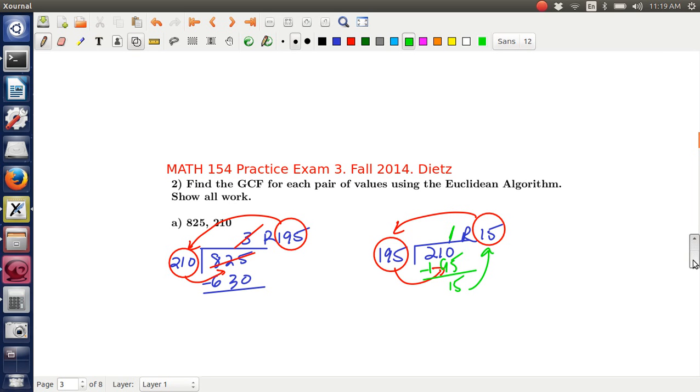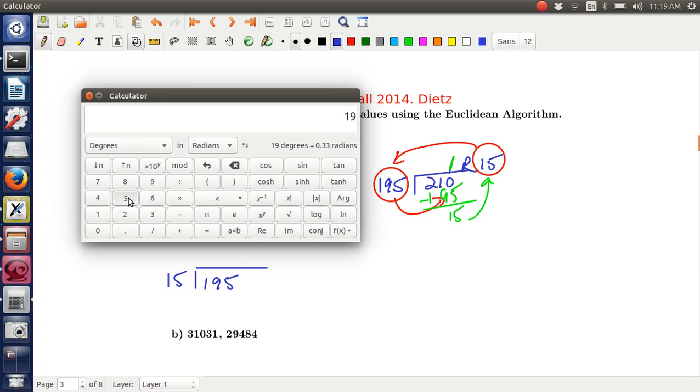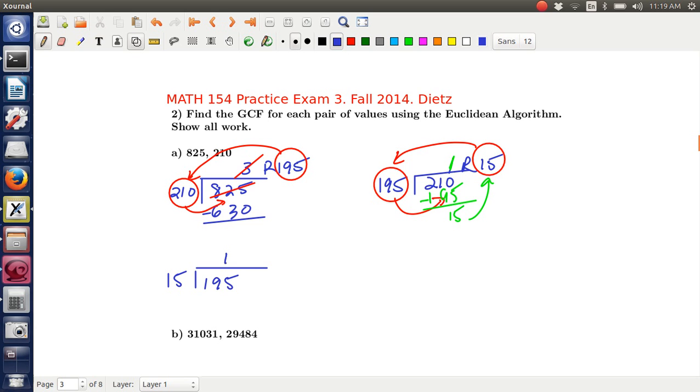All right, let's do the next level of this and see where this takes us. We're going to say 15 over here, and the 195 goes over here. Let's go ahead and do that division. 195 divided by 15 is 13 exactly. Okay, this is the end, and we know that the GCF is the number over here. So the GCF equals 15.